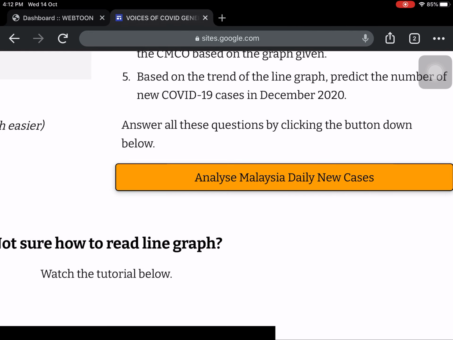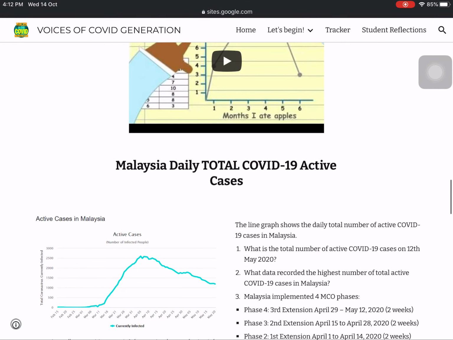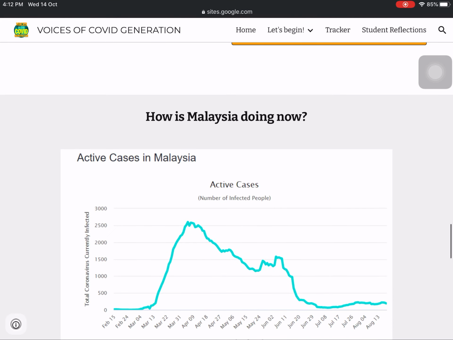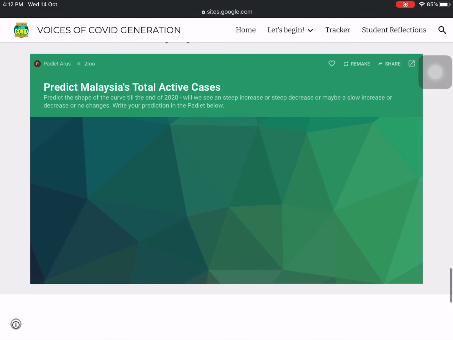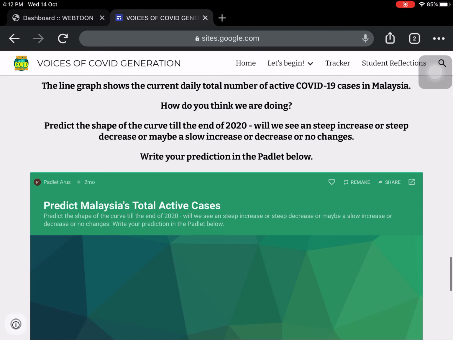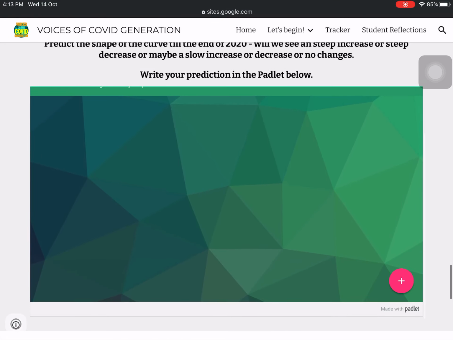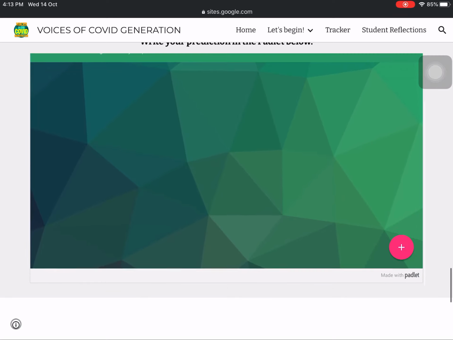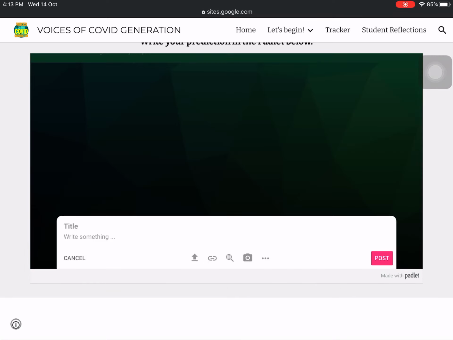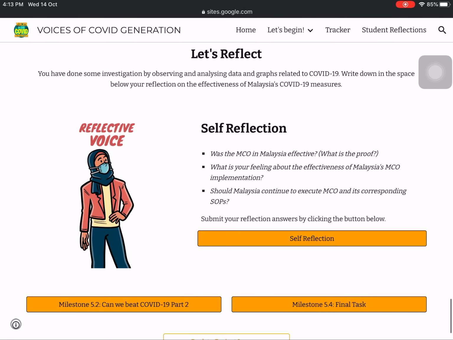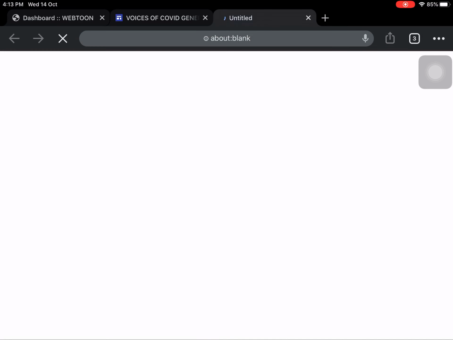Once you're done with that, okay, how to read a line graph, same thing, Malaysia daily total active cases, these are all extra links you can go through, okay? Alright, predict the shape of the curve till 2020, write your prediction in the Padlet. Okay, scroll down, you see a plus sign. Same thing, you can upload your opinion here, you can upload your drawing here. Okay, then finally, this is the third activity, self-reflection. Okay, click on this form.